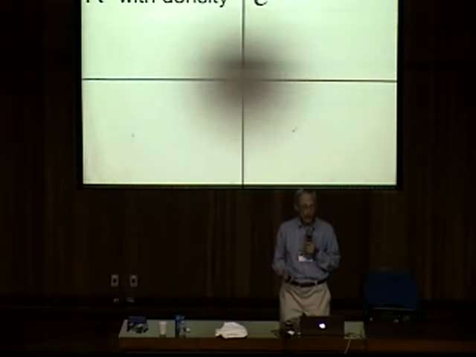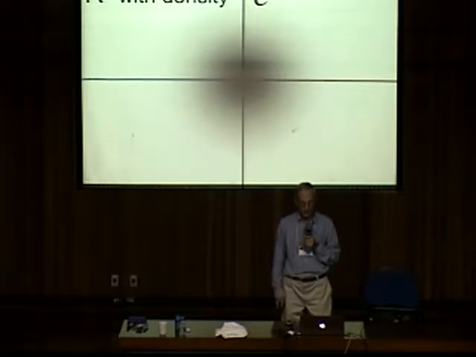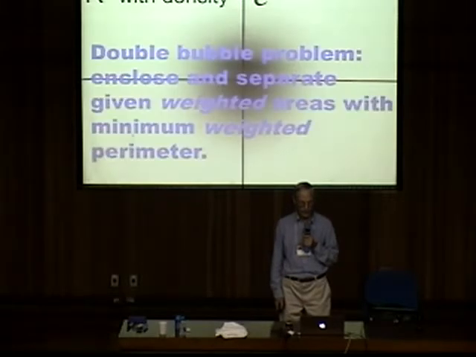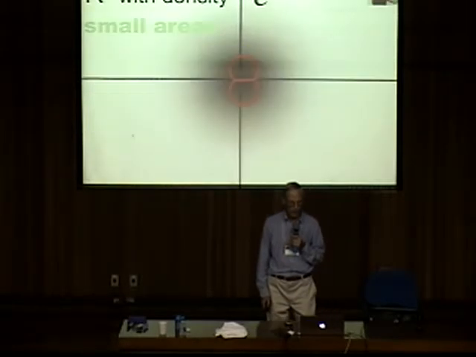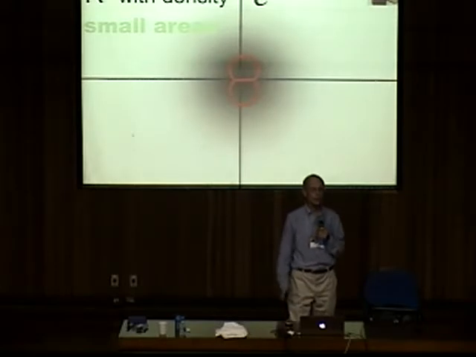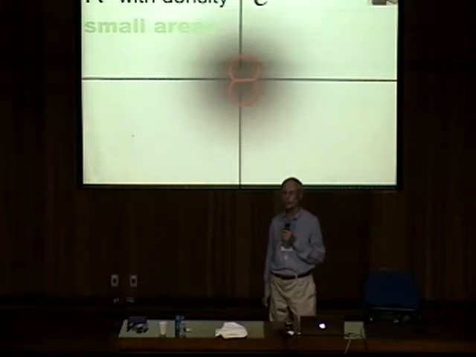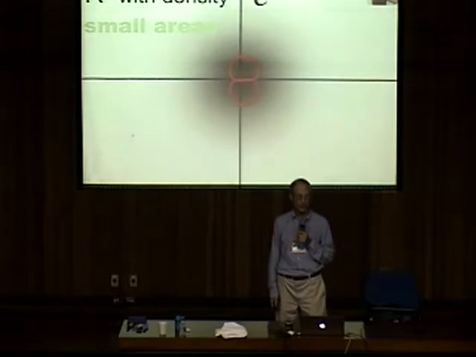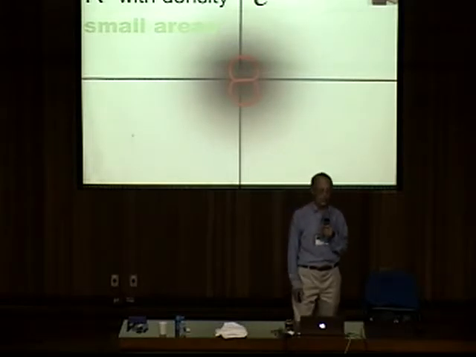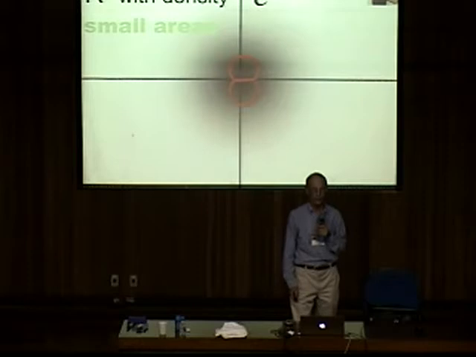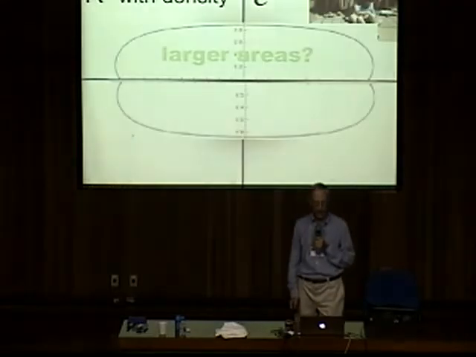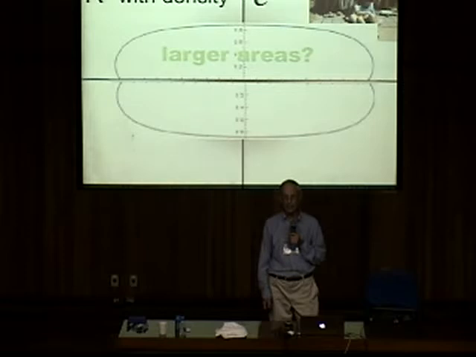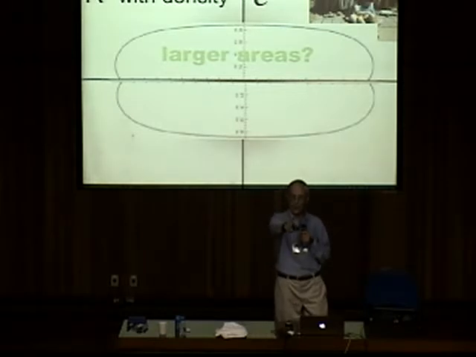Of course, the bubbles like to be near the origin, where the density is smallest. So for small areas, you'd expect it to look a lot like the standard double bubble, because very near the origin, the density is close to being constant, although as you start to move away, it increases very rapidly. What happens for larger areas? Let's just say equal areas for now. Well, they did some numerical studies, and they got these weird elongated double bubbles.